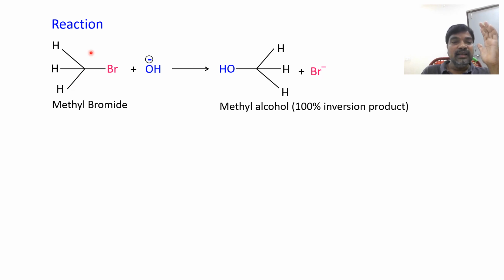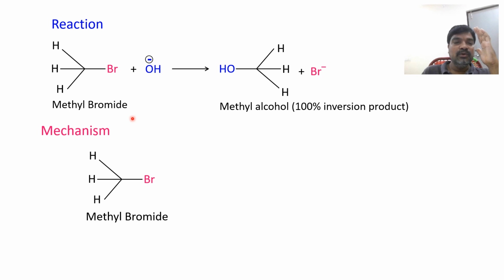When this methyl bromide reacts with OH minus, hydroxide ion, methyl alcohol is the resulting product, along with Br minus. That means bromine, a weak nucleophile, is replaced by the strong nucleophile, that is the hydroxide ion. This is an example of SN2 reaction. So we will see the reaction mechanism, how this reaction proceeds.